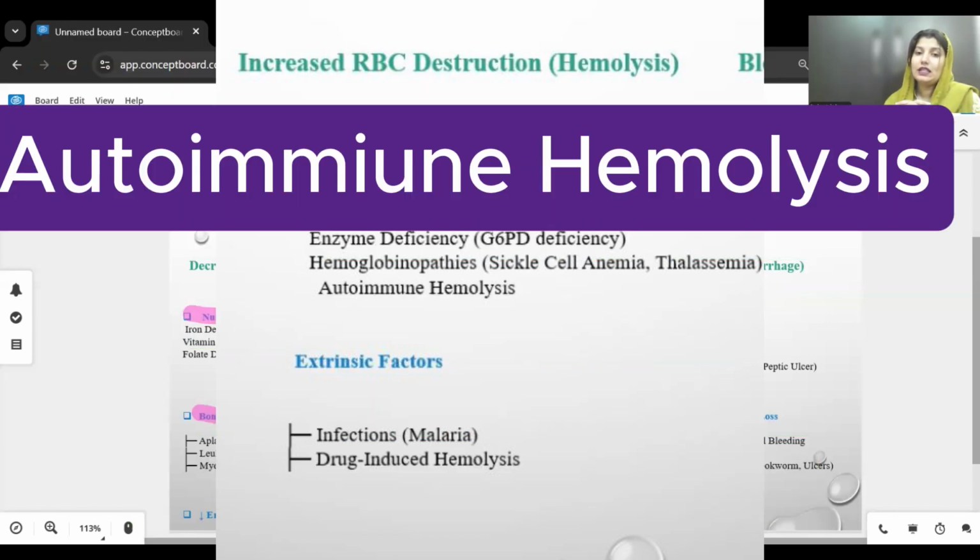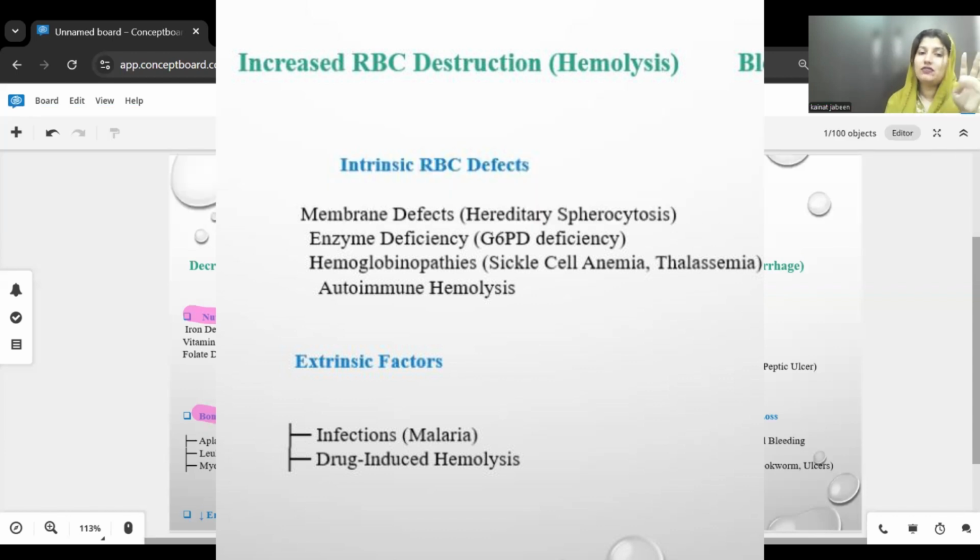The next thing, which is going to increase the breakdown of RBCs, is autoimmune hemolysis. It is a condition where the immune system mistakenly attacks its own RBCs. Again, they are going to move toward the destruction of RBCs. These are the four intrinsic factors.